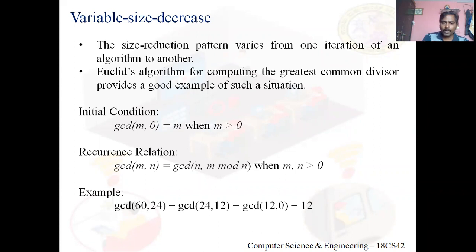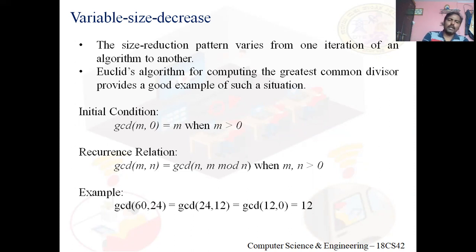So 24, in the first invocation, was the second argument. Now it became the first argument. Initially the first argument was 60, now it got reduced to 24. Got it? The difference between 60 and 24 is 36. Now for the second argument, 12, what does it mean? I divide m by n. The remainder is 12, 60 by 24. The remainder is 12.